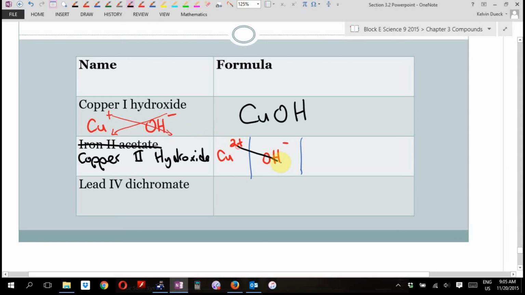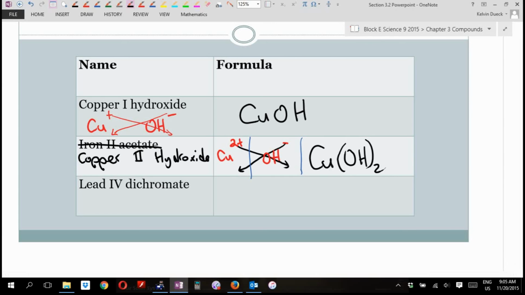Is that okay, Hannah? So I'm going to get Cu, one of them. But how many OHs am I going to need? 2. Because I need 2 OHs, I put it in brackets and say I need 2 of them. That's where the brackets come from. And then I think I'm correct.